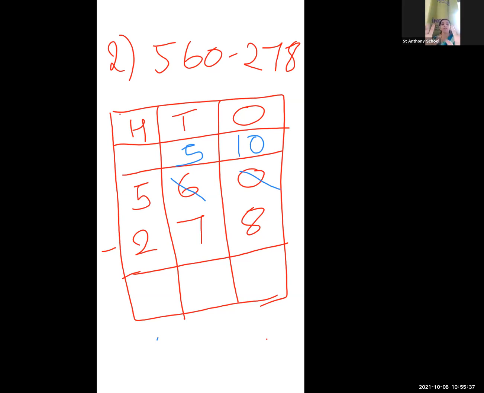This is our 10 fingers. We need to take away 8 fingers. 1, 2, 3, 4, 5, 6, 7, 8. So how many fingers are remaining? 1, 2. Okay, so 2 is remaining. Now next we have to see. Here is the 5 number. This 5 and 7.